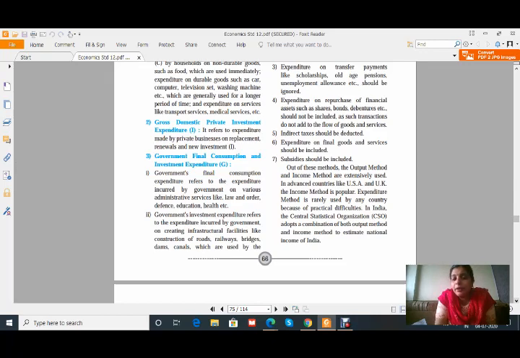What is the investment regarding the government? See what is given here. The expenditure incurred by the government on creating infrastructure facility. That means just like roads, railways, bridges, dams, canals. All of you know about the Bandra Worli sea link in Mumbai. It is very much popular to all of you.